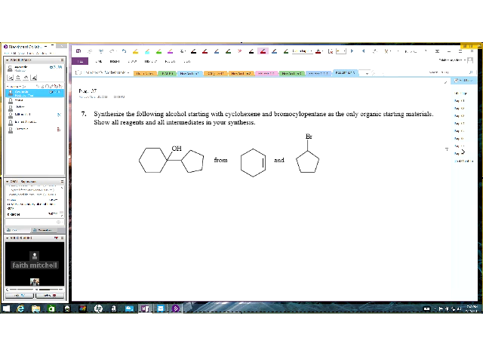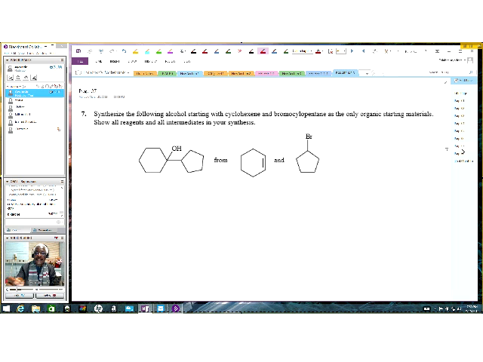Synthesize the following alcohols starting with cyclohexane and bromocyclopentane as the organic starting materials. Show all reagents and all intermediates in the synthesis. Okay, thank you, Faith. So once again, this is another synthetic problem, which means that you need to know all of those reagents, some of those that we used in question number 6.